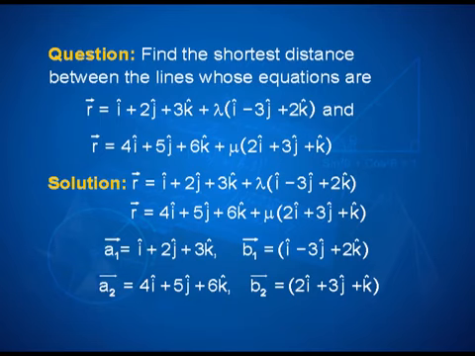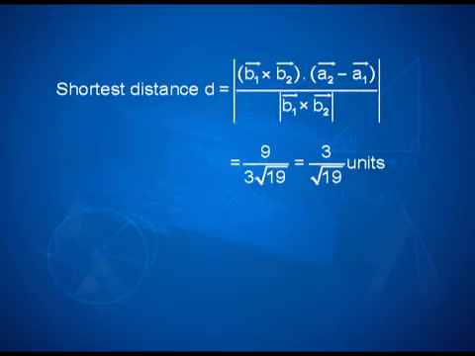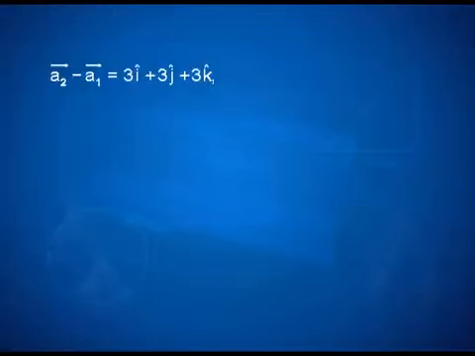What I need in the formula is B1 cross B2, I need the A2 minus A1 vector, I need the dot product of these two, and I need the magnitude of B1 cross B2. So, it is a very simple straightforward calculation, all based on what you must have learned in the vector chapter. If I find A2 minus A1, I would get 3i cap plus 3j cap plus 3k cap.